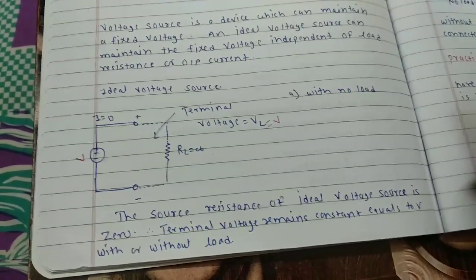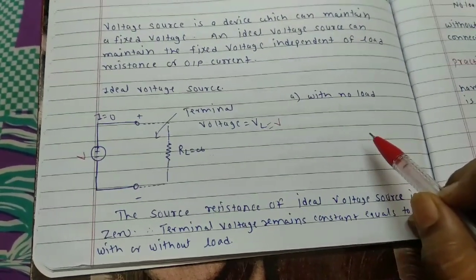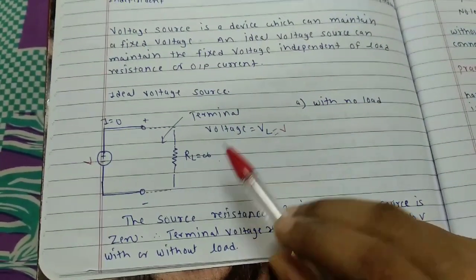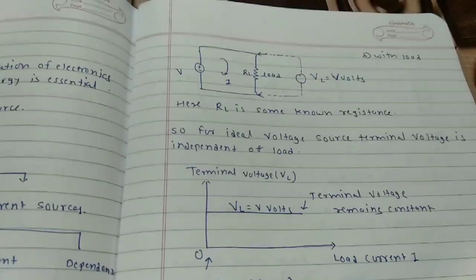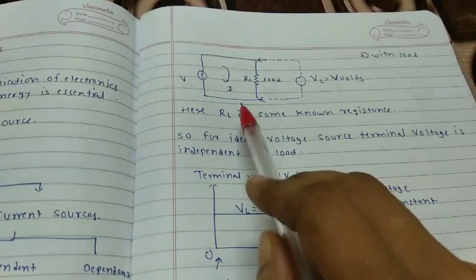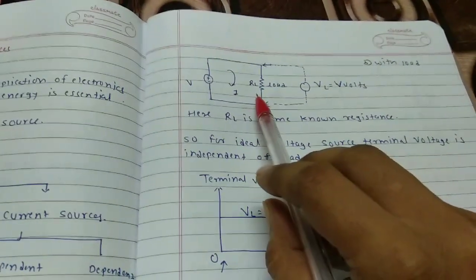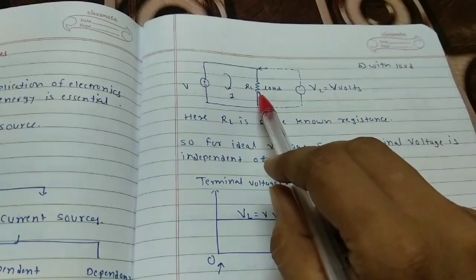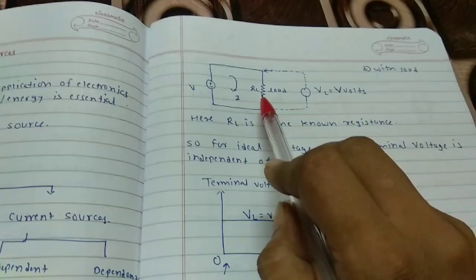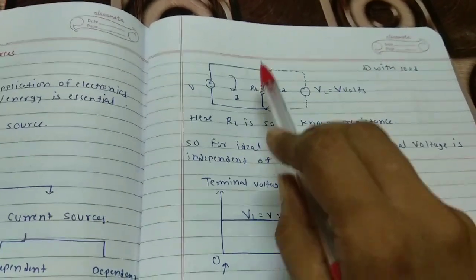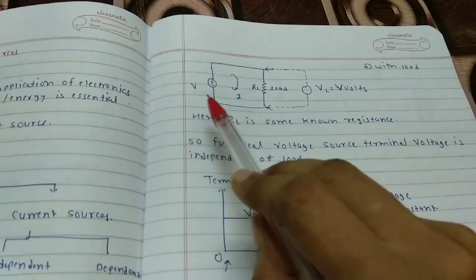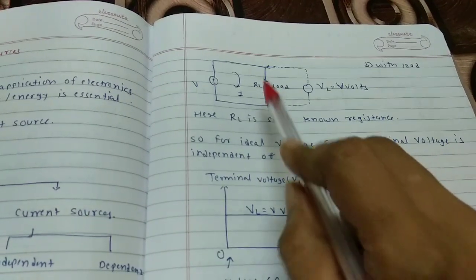This is the with no load condition. Now we will see the with load condition. The same diagram I have drawn here again, but I have shown some known resistor. RL has some known value. V is the voltage source, and I have connected one resistor RL. In the previous diagram it was an open circuit. Now it has become a closed circuit.